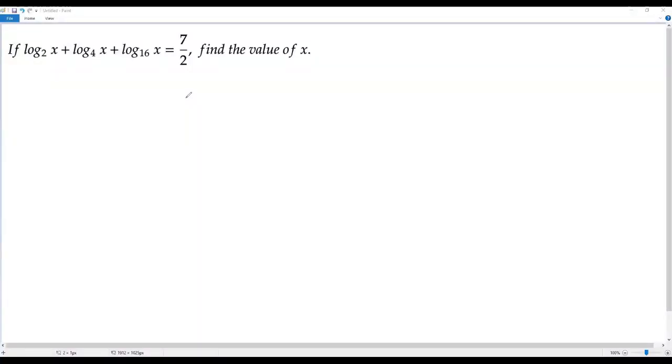Here we have a problem on logarithm. Okay, let's go to the question. If log x to the base 2 plus log x to the base 4 plus log x to the base 16 equals 7 over 2, find the value of x. In this equation we have to solve for x.